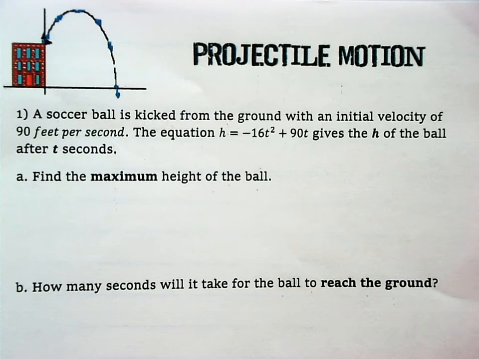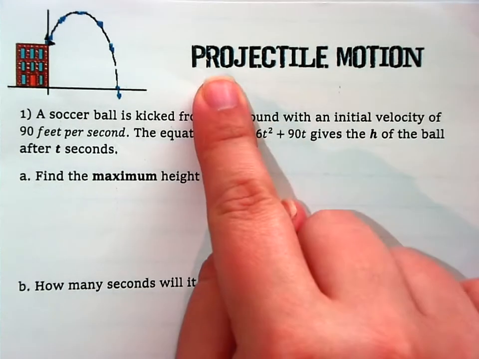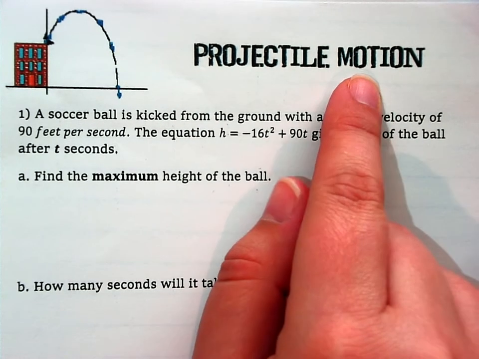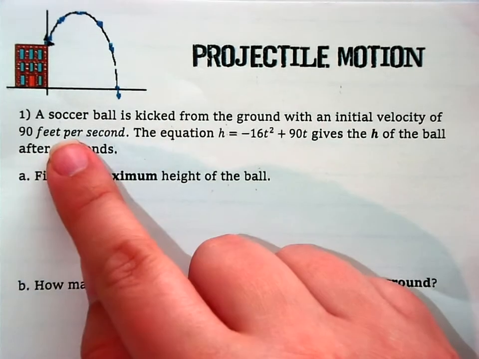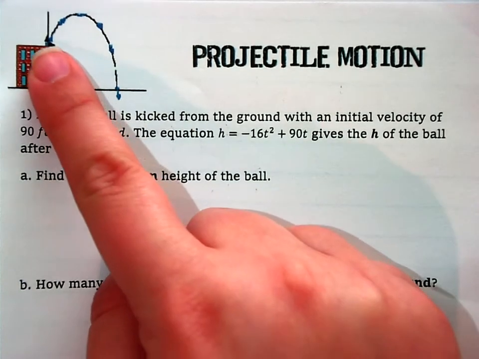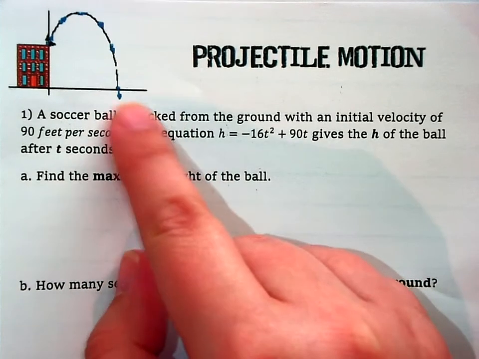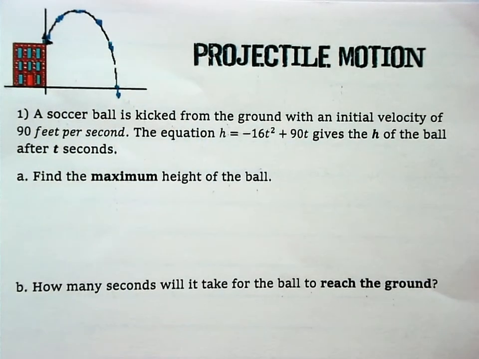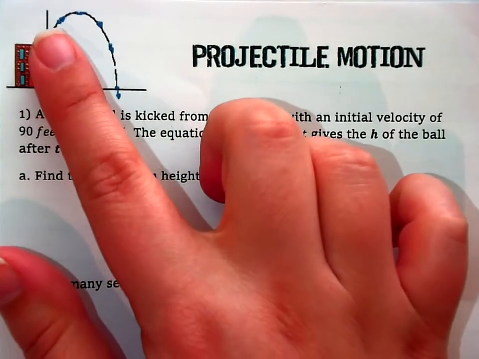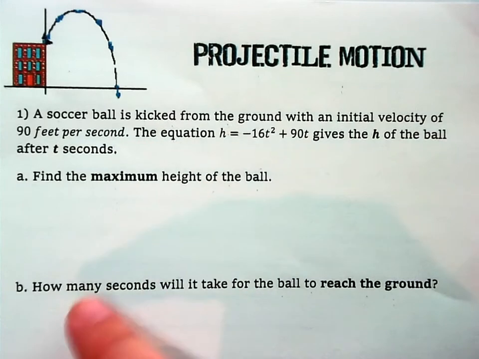So this first scenario, first of all, projectile motion. That's what happens when you throw a football or kick a soccer ball. Anytime you throw or launch something, it makes a parabola. We call it parabolic flight. So projectile motion is basically word problems using quadratic equations, because quadratics make parabolas.